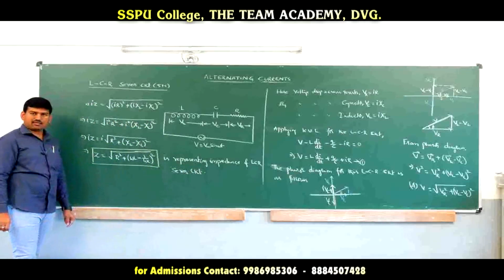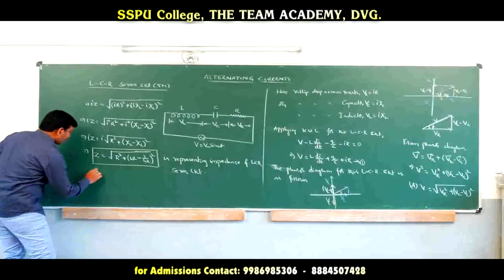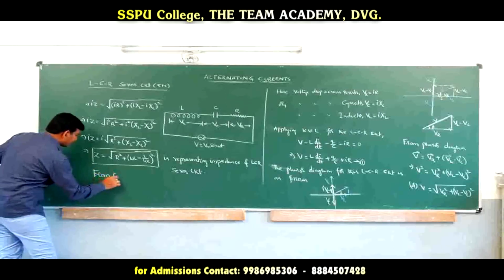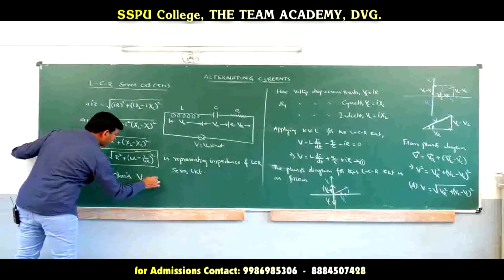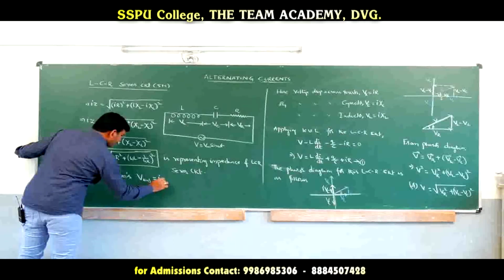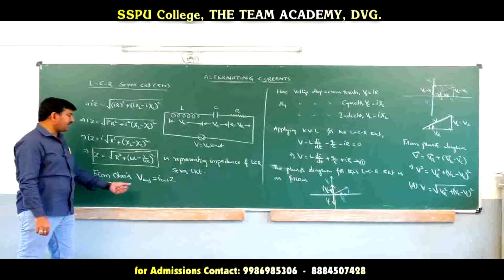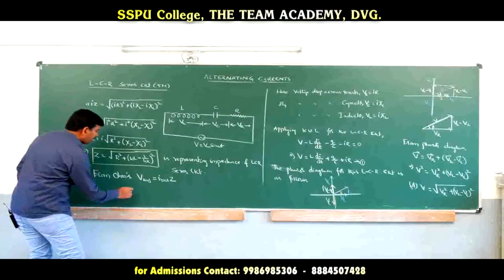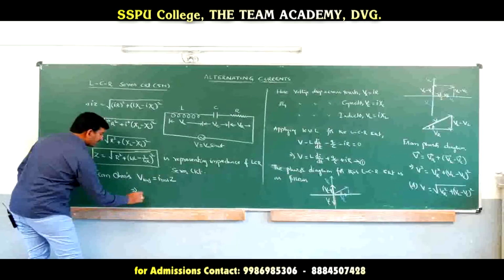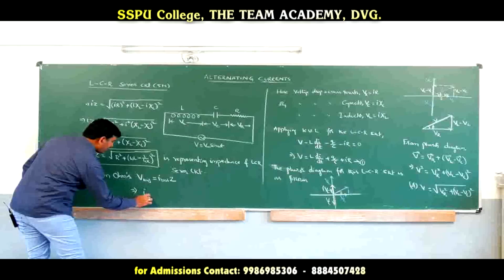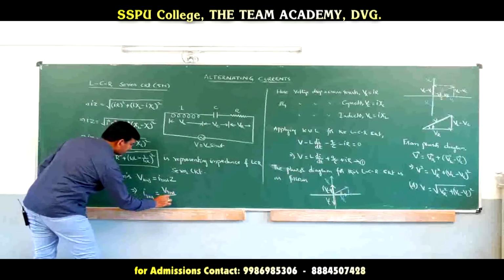Once I got the impedance formula, from Ohm's law we have Vrms is equal to Irms into Z. This implies Irms is equal to Vrms divided by Z.